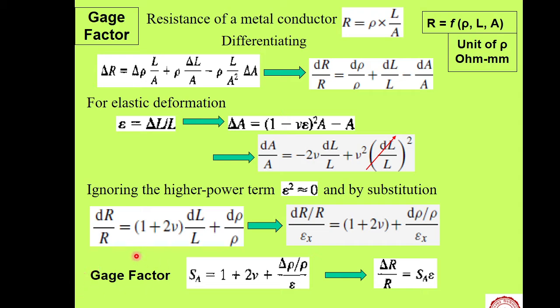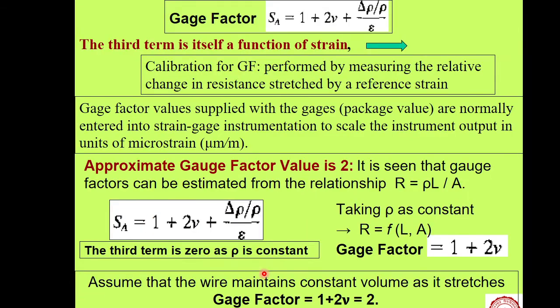Now let us see this thing further. Is it a constant or not? So this is gauge factor, right? So now if there is no change in temperature, at least we can say there is no change in Poisson's ratio. It's a property of the material only. So first term, second term, they are constant. Yes. What about the third term? So this thing requires a calibration for gauge factor.